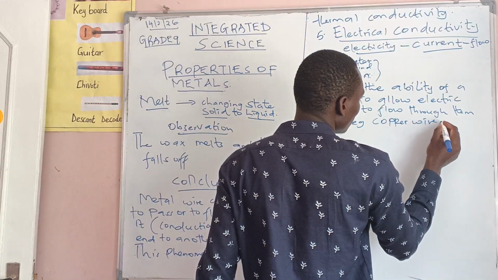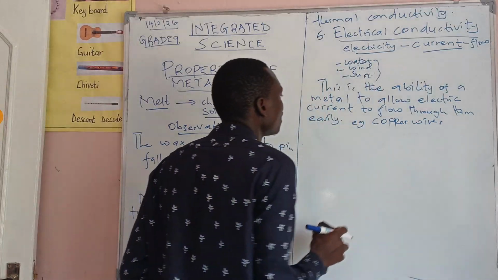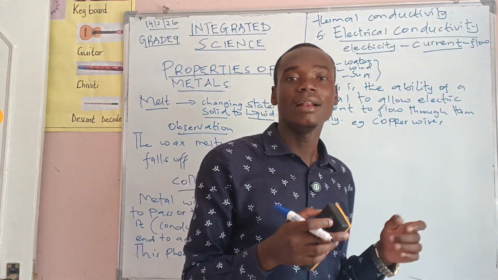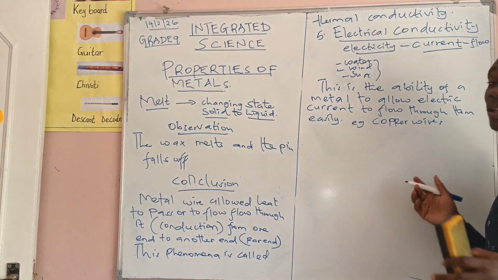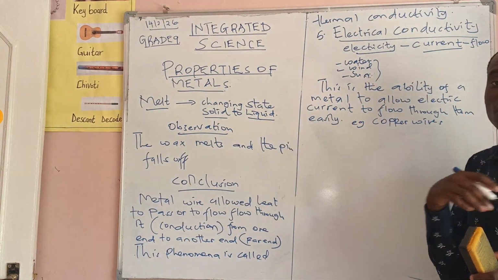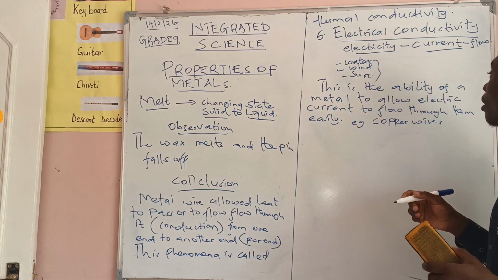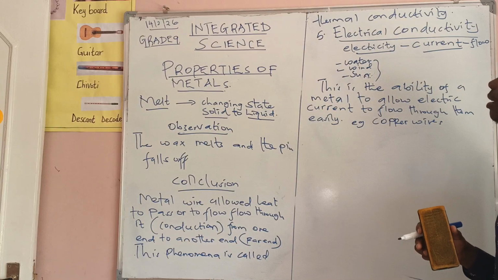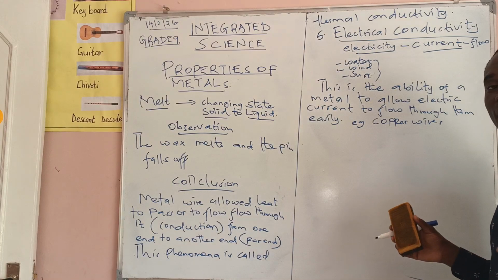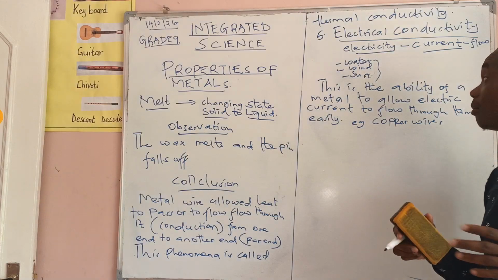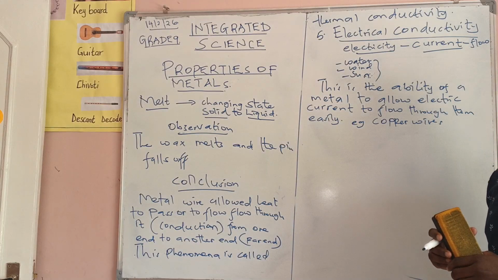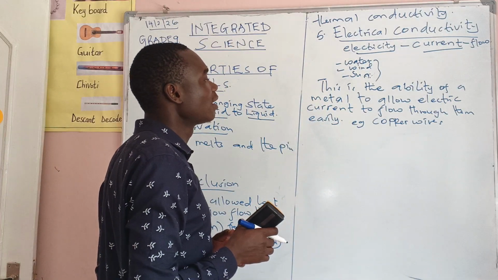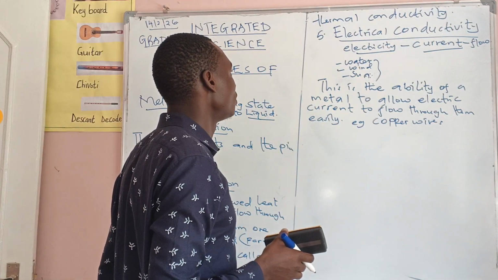Copper wires. Now you realize that these metals are again able to allow electric current to flow through them. The current is able to flow through them. Look at the casing of those copper wires that are at your homestead. Those particular wires are allowing the current to flow through them. That is why we have electricity. So they are able to conduct electricity by allowing the electric current to flow through them.